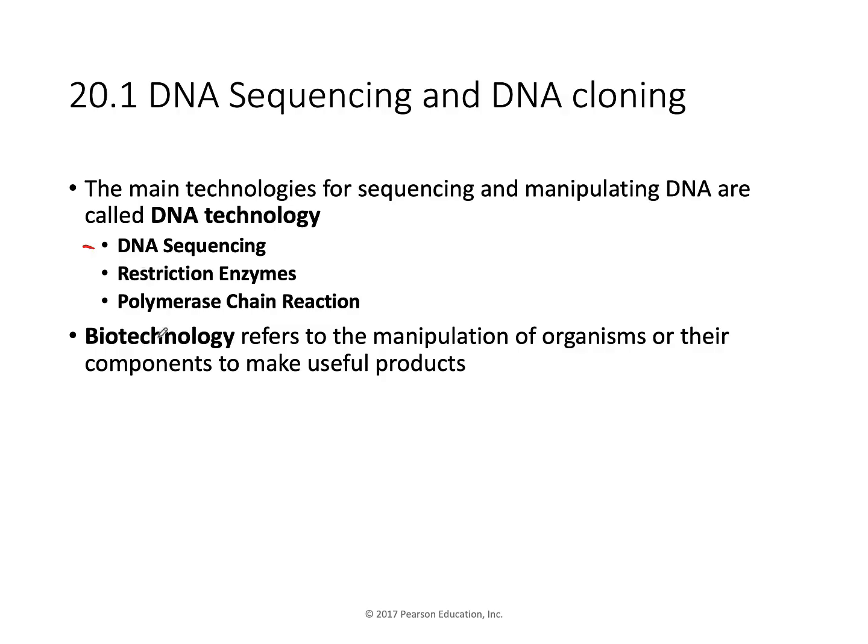DNA sequencing. So this is the first step in DNA technology, is what does the DNA actually say? Restriction enzymes, so these are going to be used to cut DNA, to insert DNA into specific sequences. And then polymerase chain reaction. So restriction enzymes and PCR, polymerase chain reaction, are both used for DNA cloning.